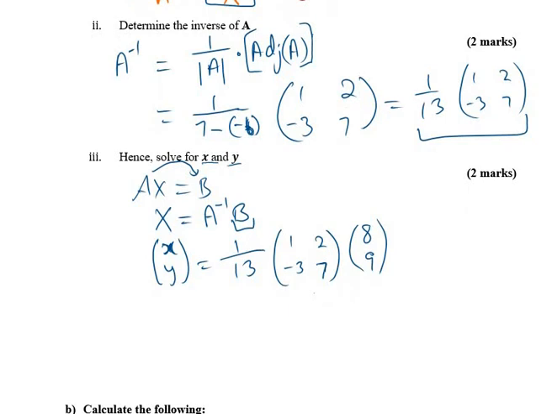Okay, so next, I think the best thing to do from here is to work out, to multiply these two matrices here. All right, now when multiplying two matrices, you want to multiply row by column.